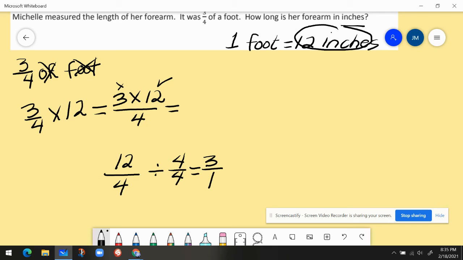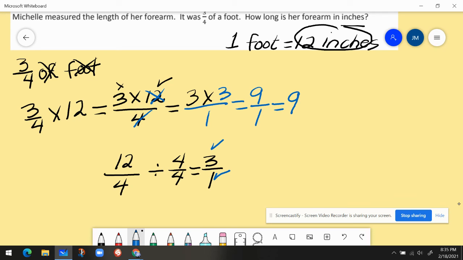So here's what we do. We're going to rewrite the problem. We have a 3 times, we're not going to write the 12 anymore, we're going to write the 3 times 3. And we're not going to write the 4 anymore, we're going to write the 1. So that makes our multiplication simpler. 3 times 3 equals 9, over 1. And any number divided by 1 equals the same number. So that's 9.